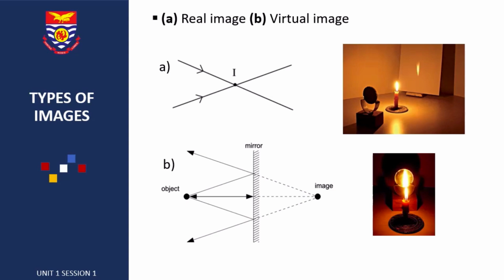A real image can be formed on a screen, and one property is that it is inverted with respect to the what? To the object, and formed in front of the what? Of a screen. Unlike the virtual image, which cannot be formed on the screen, and thus is formed what? Behind a screen. It's always erect with respect to the what? To the object.